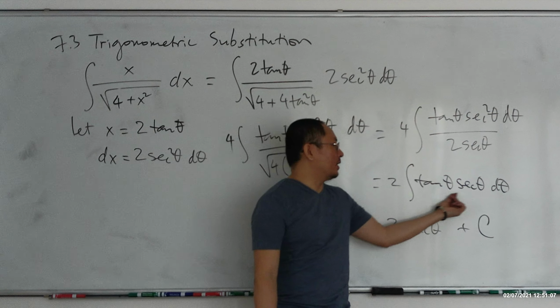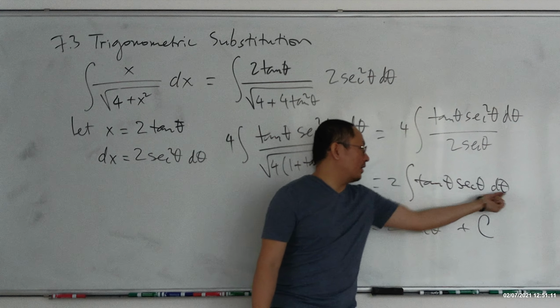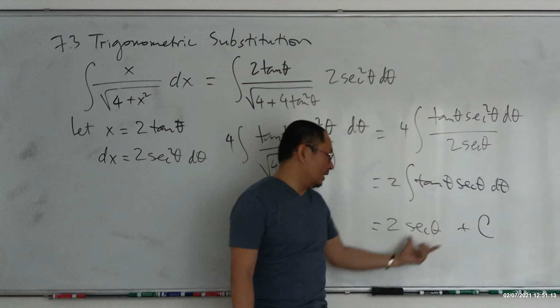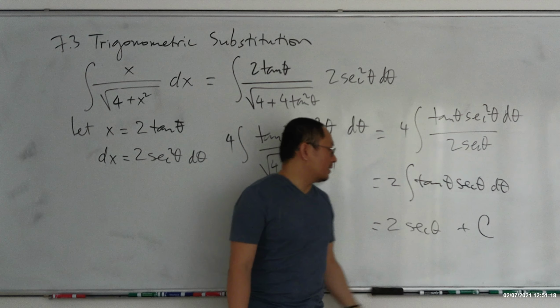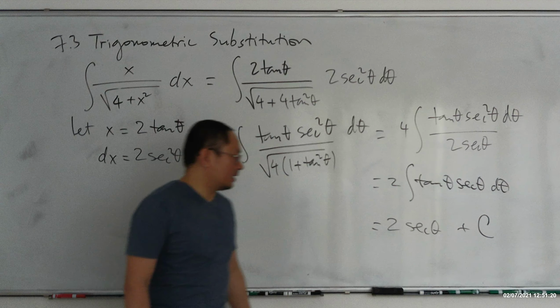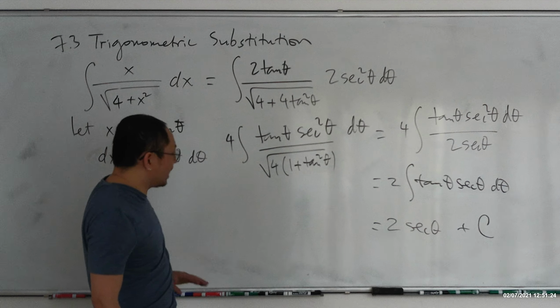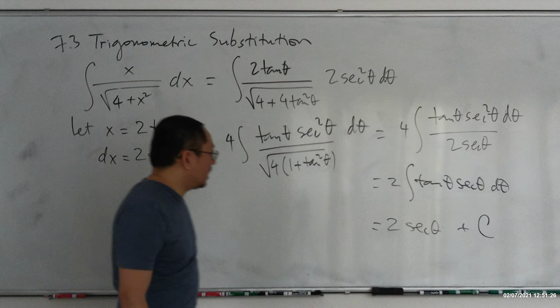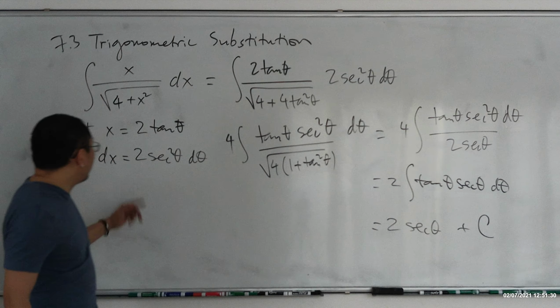Let u equal to, du equal to tangent theta secant theta d theta. Or just see the answer directly because the derivative of secant is tangent secant. So the integral of tangent secant is just secant theta. But you have to convert all the way back to x. I got 2 secant theta right here. How do you convert theta all the way back to x?